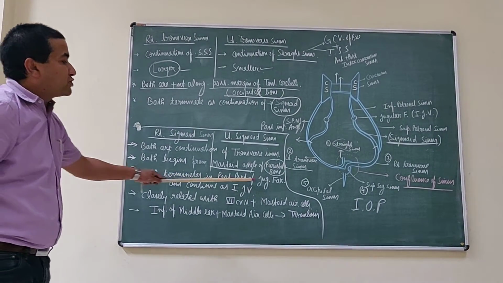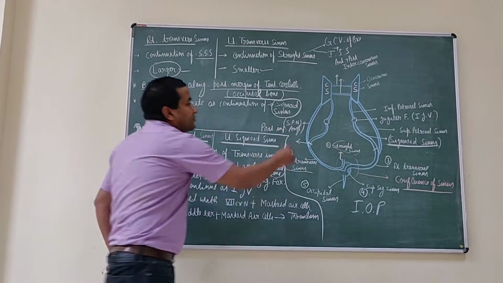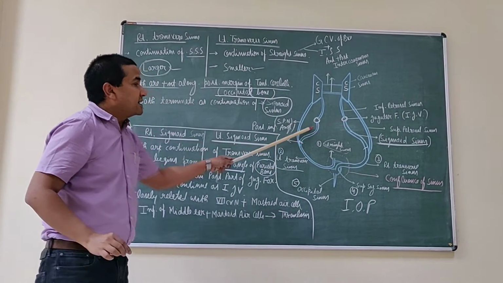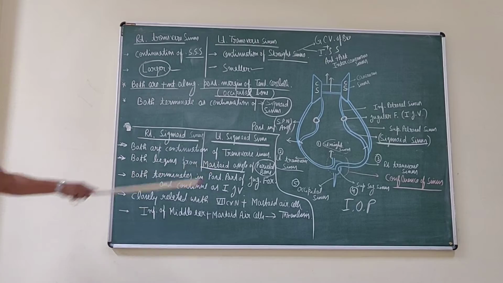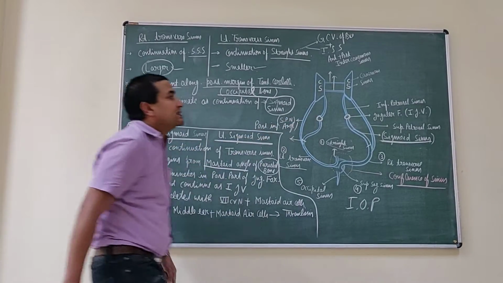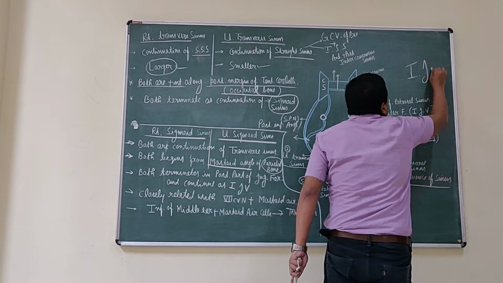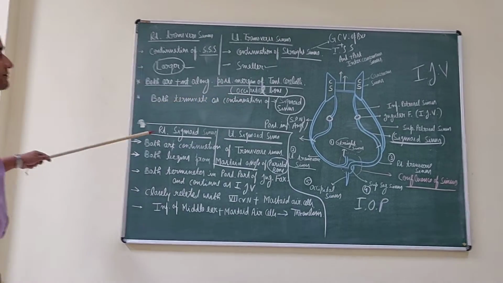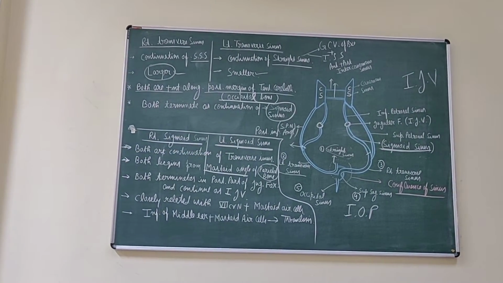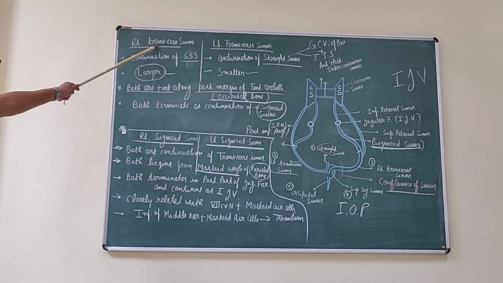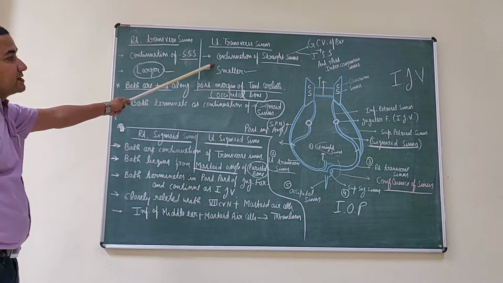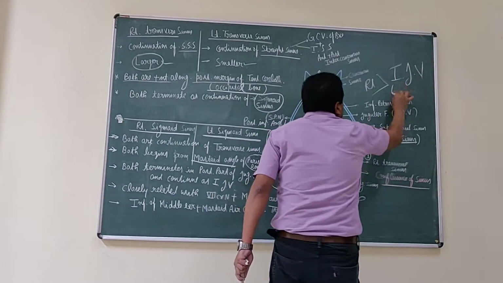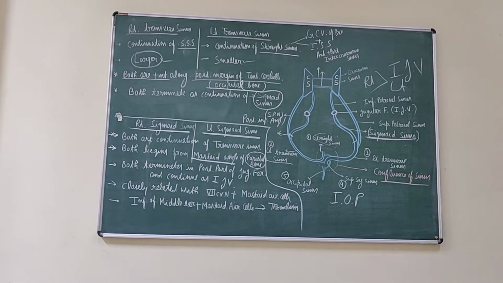Both terminate in the posterior part of the jugular foramen. This is the jugular foramen on both sides. The sigmoid sinus on both sides terminates in the posterior part of the jugular foramen and continues as the internal jugular vein on both sides. Means the internal jugular vein is the continuation of the sigmoid sinus on both sides. As you see, the right transverse sinus is larger than the left transverse sinus, so the right internal jugular vein is larger in size than the left internal jugular vein.